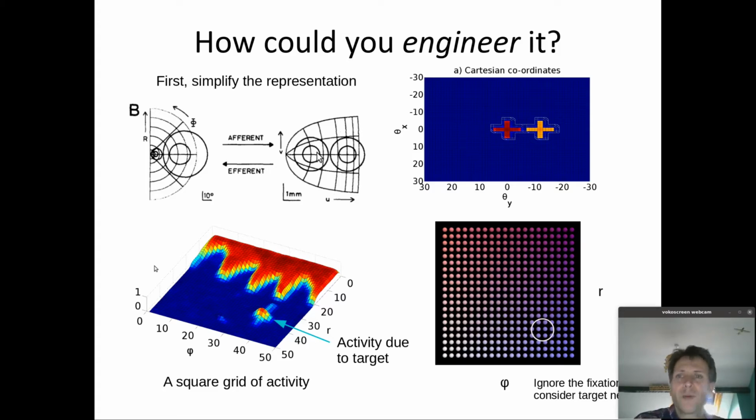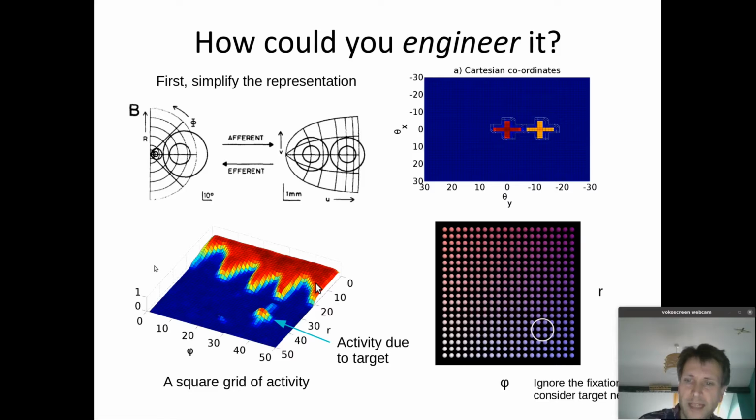So we might say, well, instead of our world being some circular thing, let's make just a Cartesian world which is rectangular, and then let's keep that mapping fairly rectangular. So we'll make this a kind of idealized superior colliculus down here and make it a square thing. It's got activity from the fixation there, it's got activity from the target. We'll just ignore the activity from the fixation.